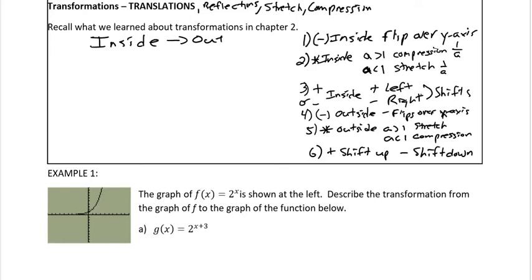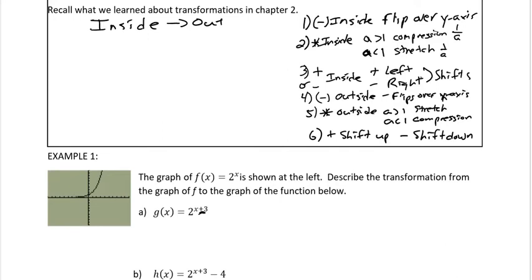So let's look at the examples here. The graph of f of x equals 2 to the x is shown at the left. Describe the transformation from the graph of f to the graph of the function below. We can see the +3 is the change here, and it's on the inside, because it's in the exponent of the exponential function. So if we're adding on the inside, that's going to move to the left. So this is a shift 3 units left. That would be the transformation.